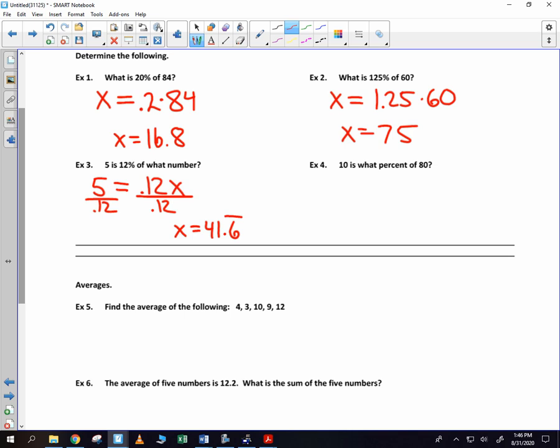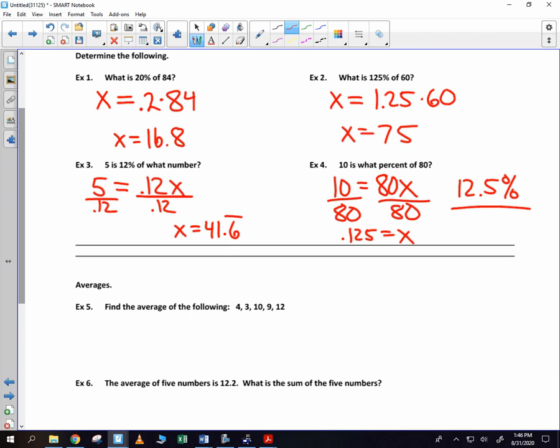Example 4, 10 is what percent of 80? So 10 is what means x of 80, so times 80. We divide both sides by 80. You have 0.125 is equal to x. That doesn't answer the question because it says what percent. So 0.125 as a percent is 12.5%. And that's our answer. Now let's apply these to some other problems.